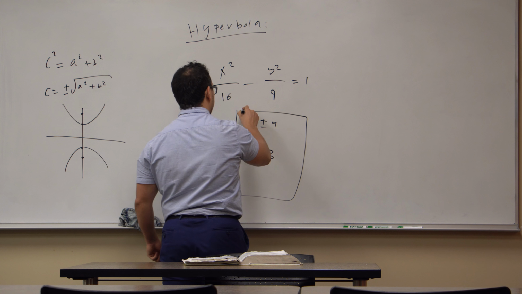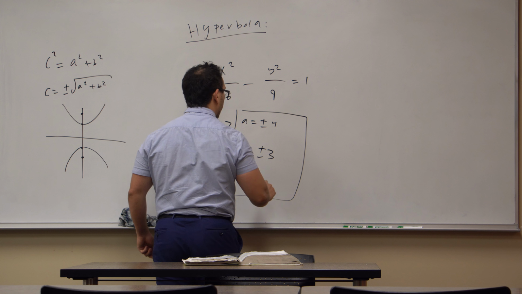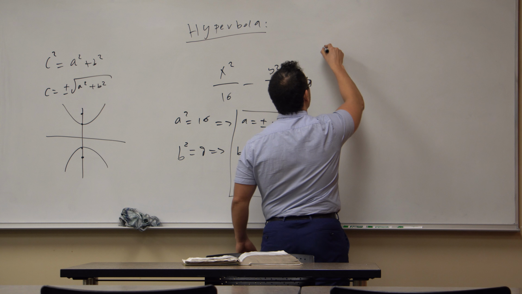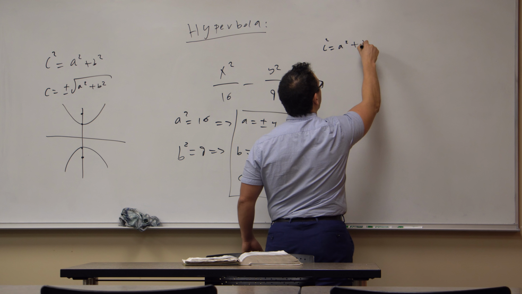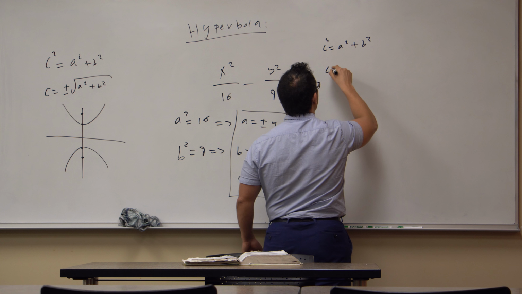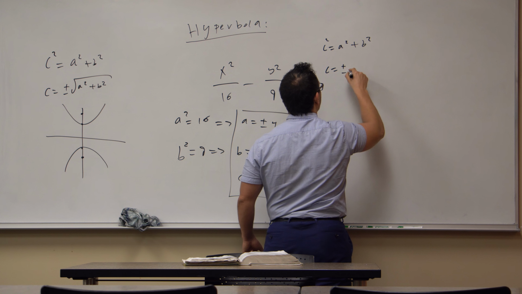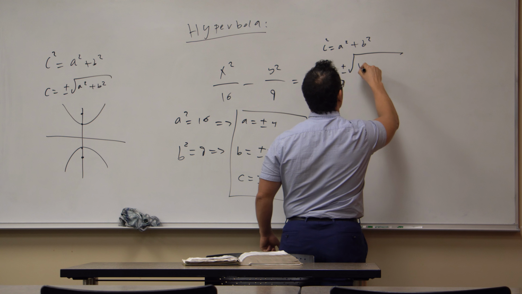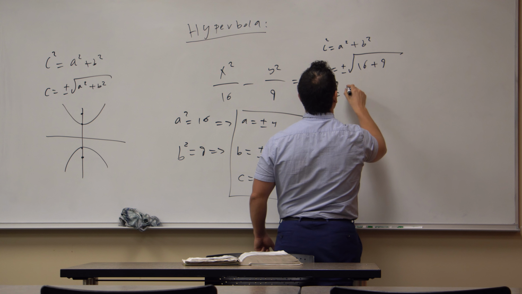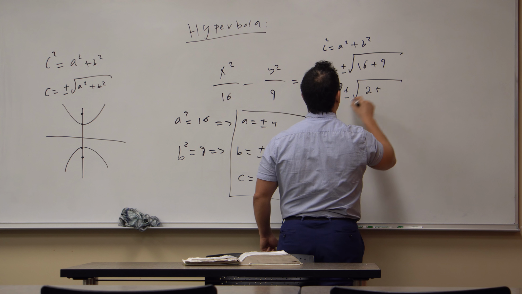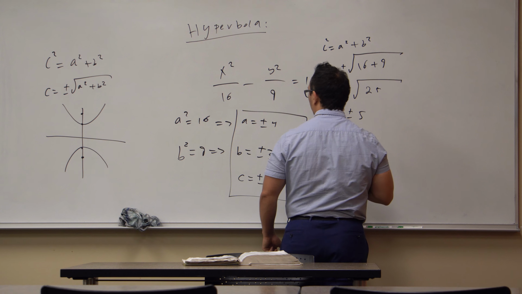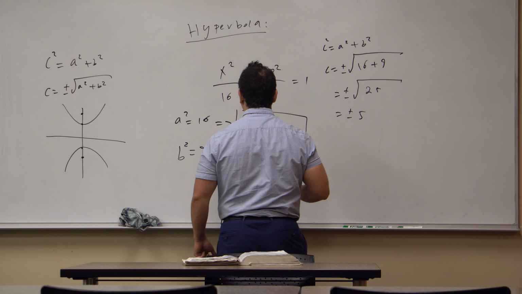Alright, so what is c? Remember, c in this case was defined to be c squared is a squared plus b squared. And so c is going to be plus or minus the square root of a squared plus b squared, which is 16 plus 9. This gives me plus or minus the square root of 25. This equals plus or minus 5. So our c is located at plus or minus 5.